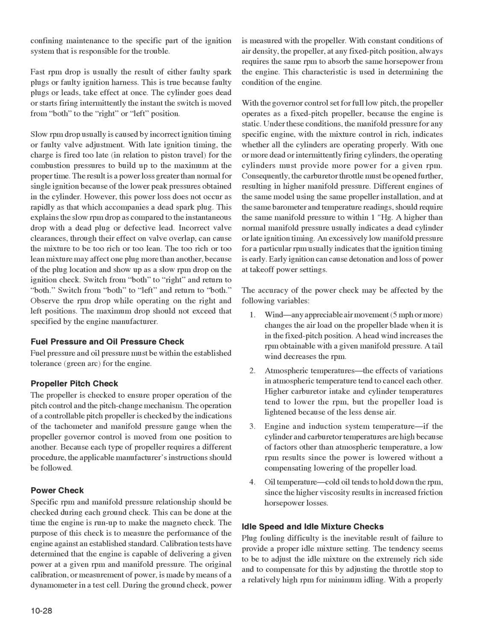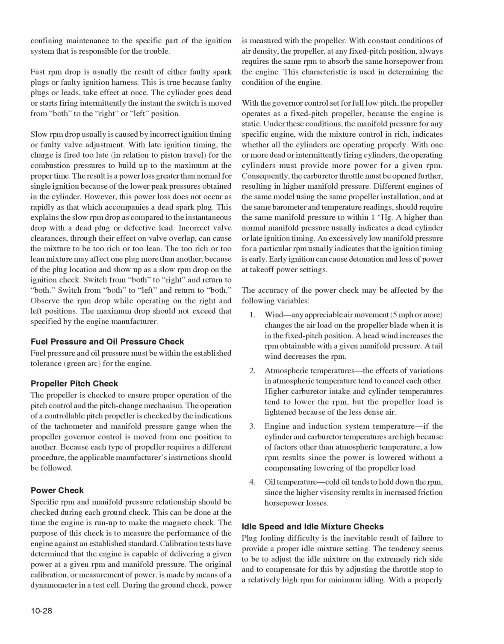This explains the slow RPM drop as compared to the instantaneous drop with a dead plug or defective lead. Incorrect valve clearances, through their effect on valve overlap, can cause the mixture to be too rich or too lean. The too rich or too lean mixture may affect one plug more than another, because of the plug location, and show up as a slow RPM drop on the ignition check.